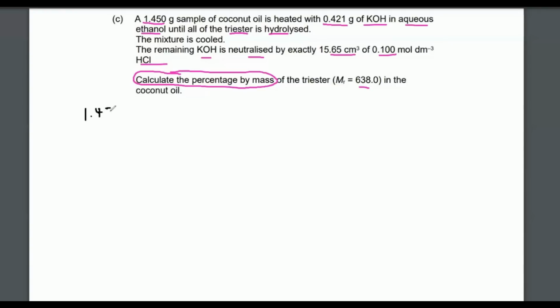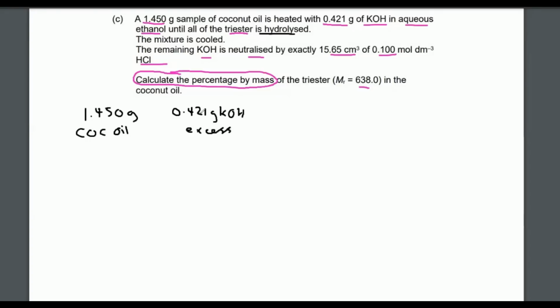So this is really like a back titration because they've hydrolyzed all of the ester with 0.421 grams of KOH, but some of that mass of KOH must be left over. And so what they do in a back titration is they take that leftover KOH and neutralize it fully with an acid, normally where it has a 1-to-1 reaction, which it does in this case. So they've used 15.65 cm³ of 0.1 mol per dm³ hydrochloric acid, and that has neutralized the KOH.